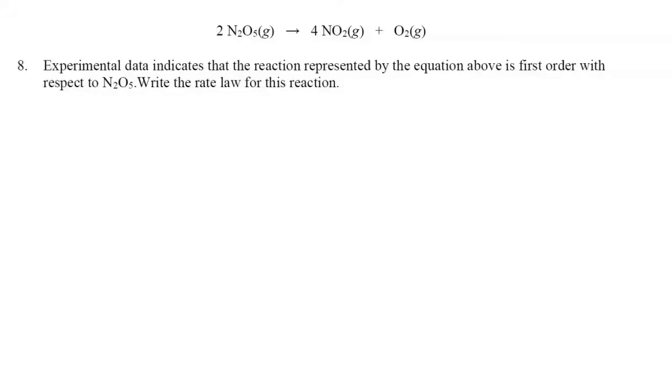So the rate law would be written as rate equals the rate constant K times the concentration of N2O5 raised to the first power. Again, first power because it's first order, and we got that from the experimental data that was given to us, not from the coefficient in the overall balanced chemical equation.